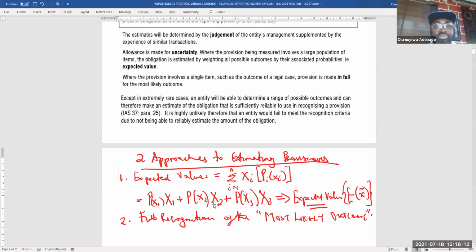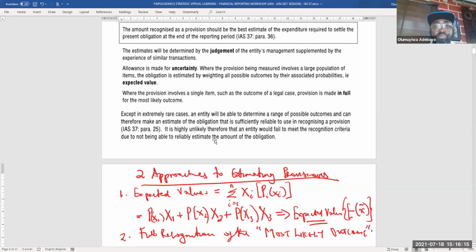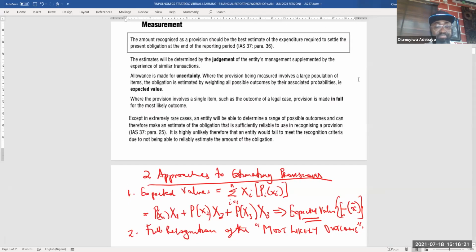Can somebody volunteer to read this out and corroborate my explanation? Madam Grace? Measurement. The amount recognized as a provision should be the best estimate of the expenditure required to settle the present obligation at the end of the reporting period. IAS 37, paragraph 26.